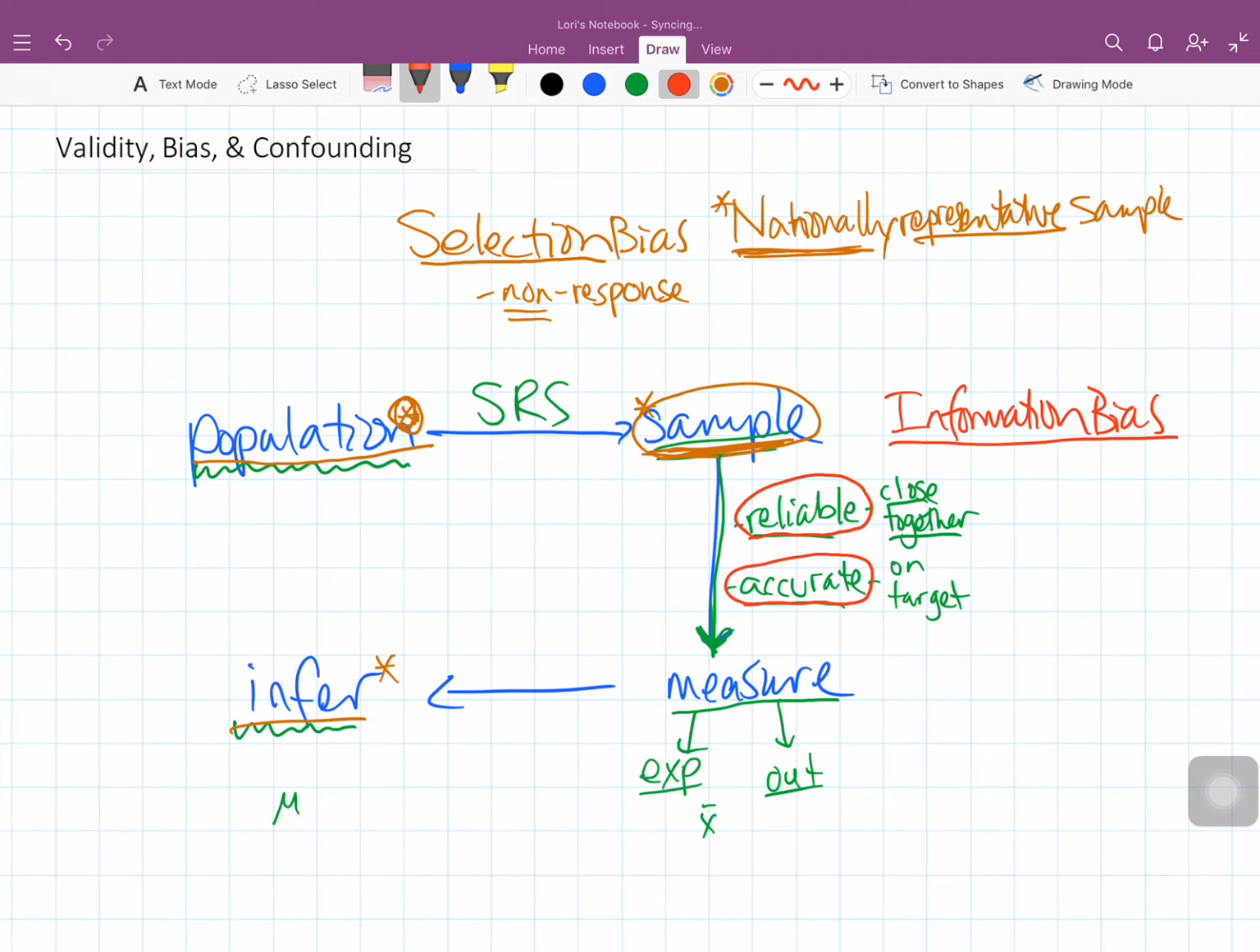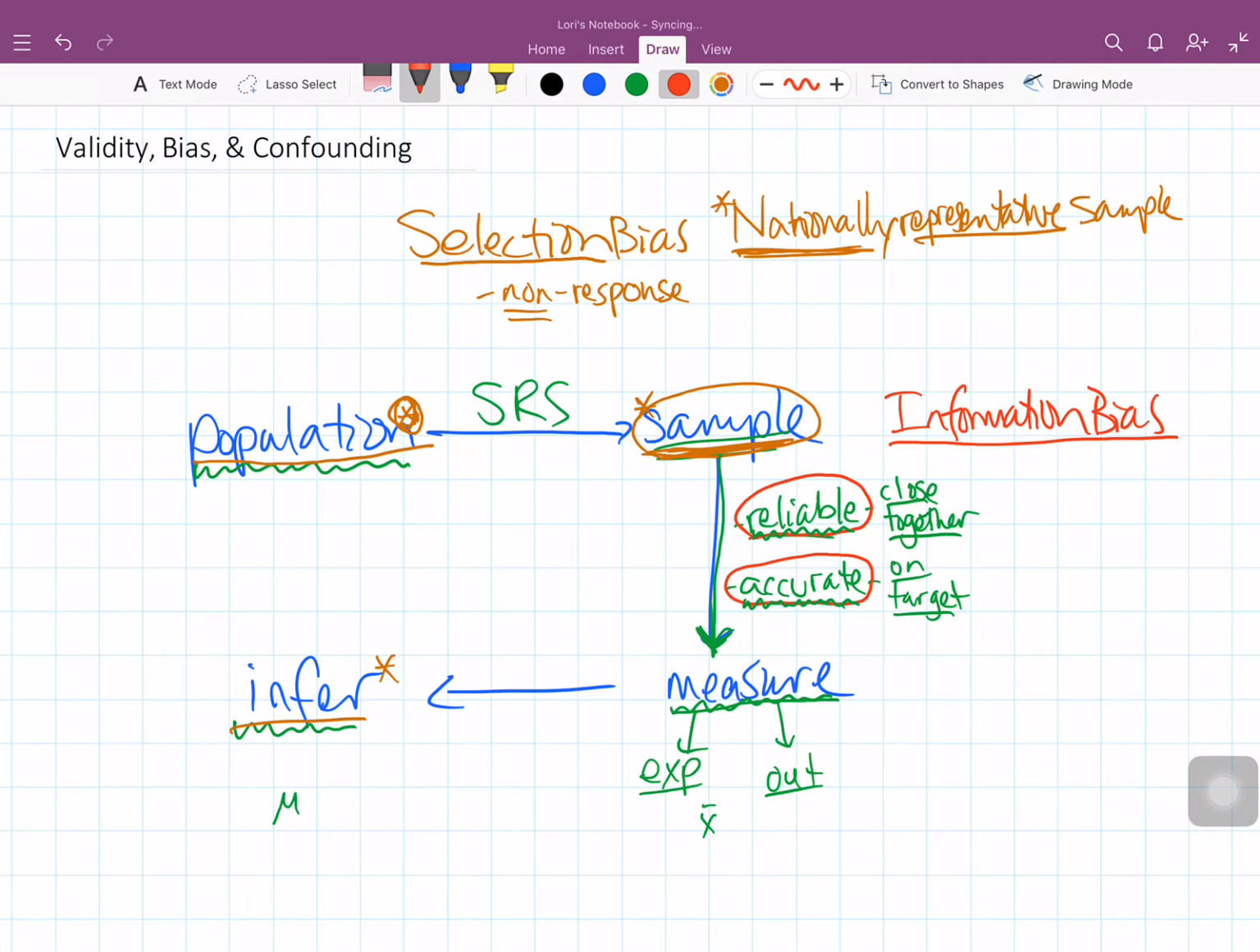But if it's accurate, that means the number that it gives you is correct for that particular person. So we'll use this example of a scale. I want my measurements to be both reliable and accurate, so that when I use those measurements to infer back about the population, I know that the information that I have is correct.